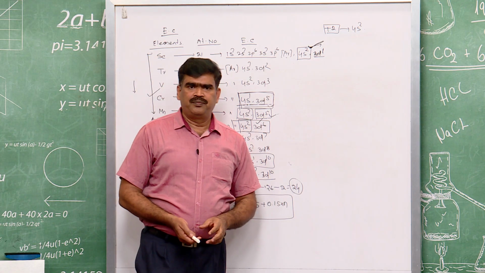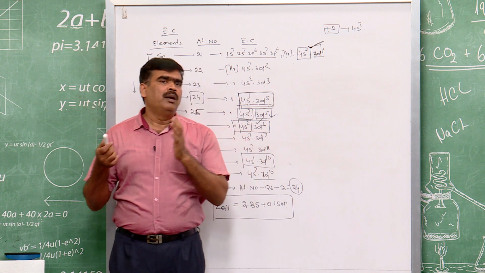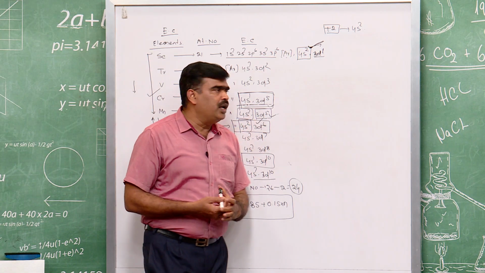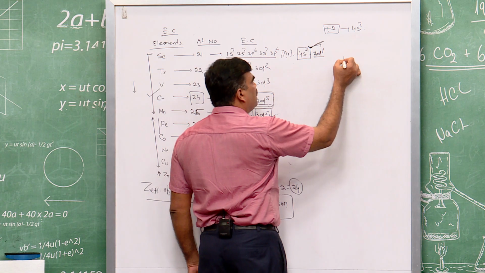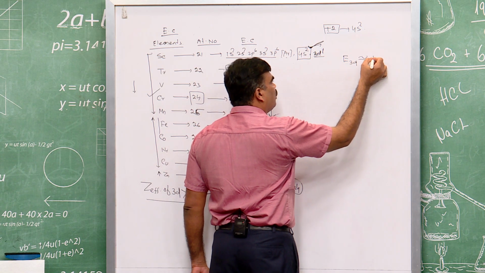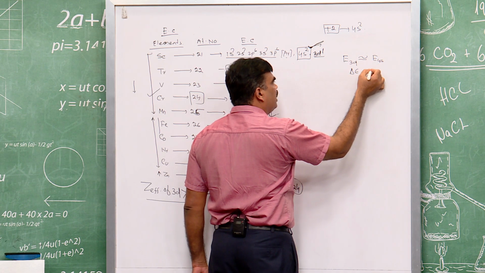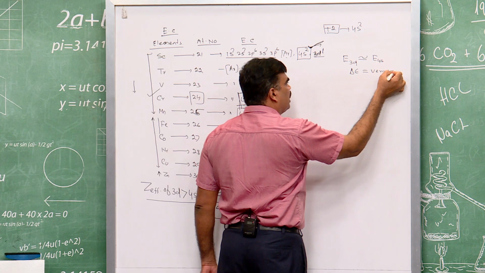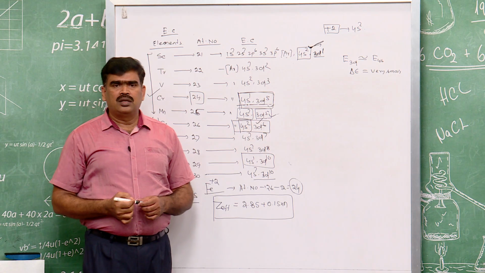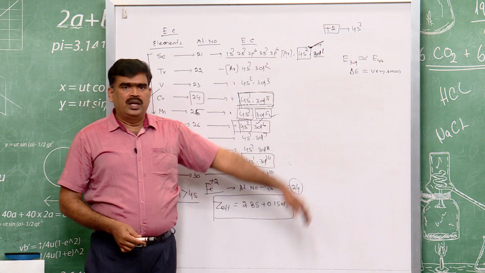Now the question comes, why do 3d orbital electrons participate in bonding along with the 4s orbital? The only reason is that the energy of the 3d subshell is nearly equal to the energy of the 4s subshell. It means the delta E is very small. That is why the 3d orbital electrons participate one after another in bonding along with the 4s orbital. So therefore it shows variable oxidation state.